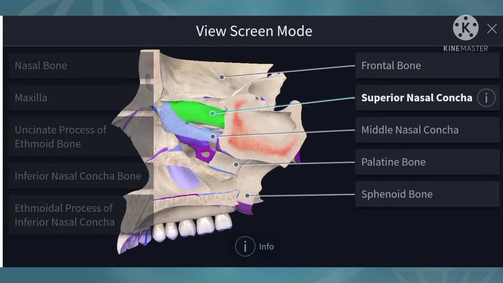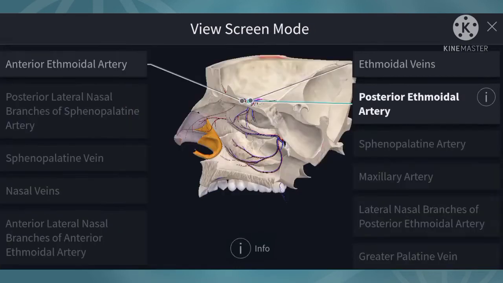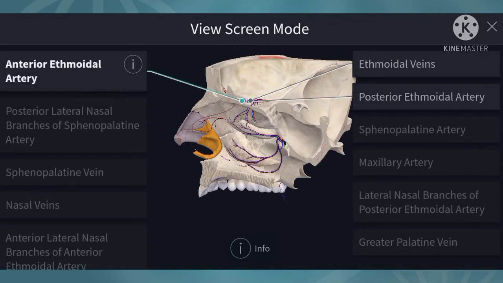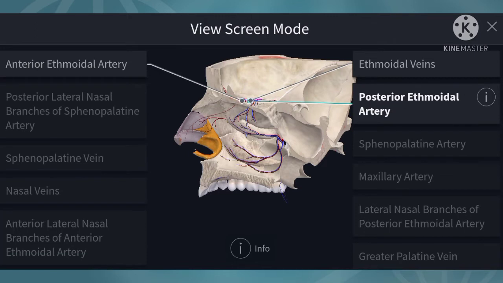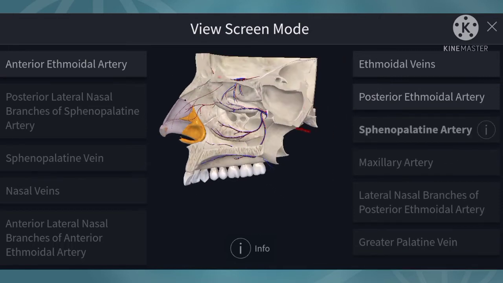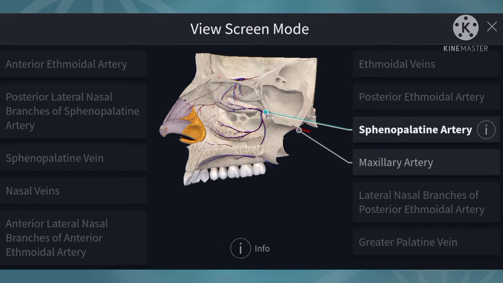Now we will talk about the arterial supply of the lateral wall of the nose. The anterior superior quadrant is supplied by the anterior ethmoidal artery, as you can see here clearly, and the posterior ethmoidal artery. The anterior inferior quadrant is supplied by a branch of the facial artery. Here in this figure, the branch of the facial artery is not shown. The posterior superior quadrant is supplied by a few branches of the sphenopalatine artery, as you can see here clearly, and the posterior inferior quadrant is supplied by a branch of the greater palatine artery.